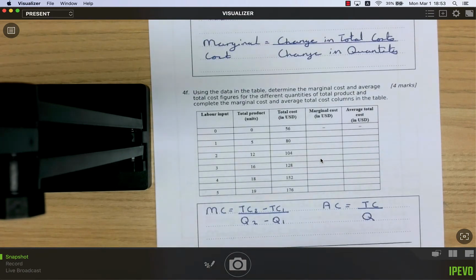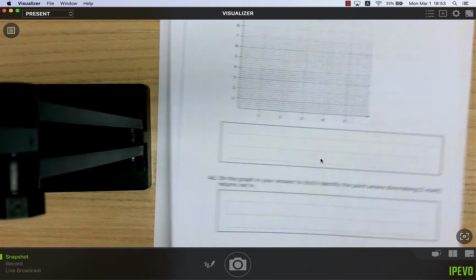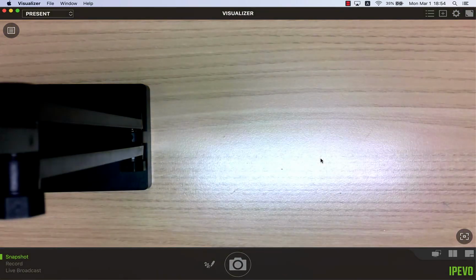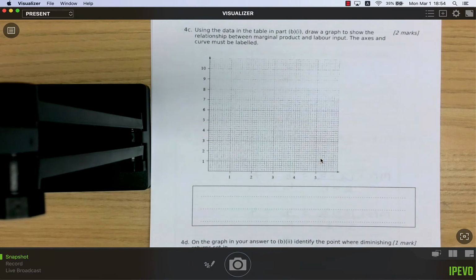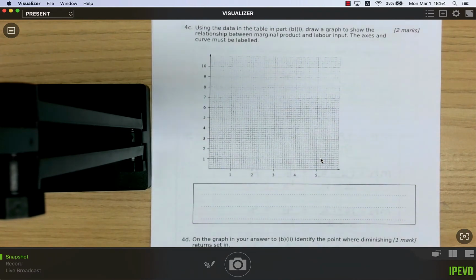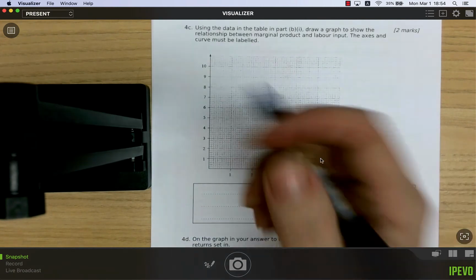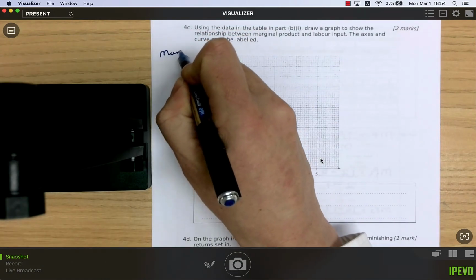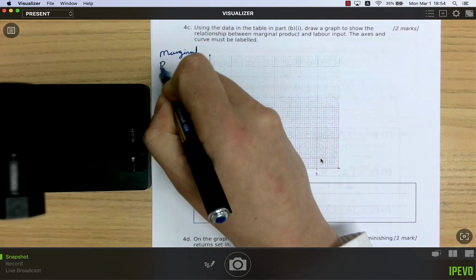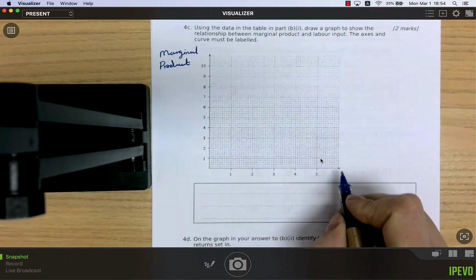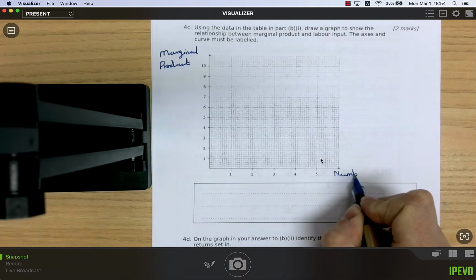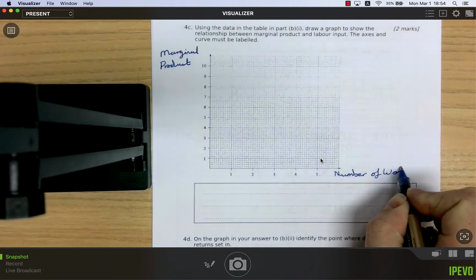Now, using the data, which I shall look at in a second, just forgive me while I set this up. Using the data in the table, draw a graph to show the relationship between the marginal product and labor input. The axis and curve must be labeled. Well, the first thing we've got to do is label the axes, right? So I'm going to write down here marginal product on this axis. And then on this axis, I'm going to write down number of workers. Now, I hope that makes sense.